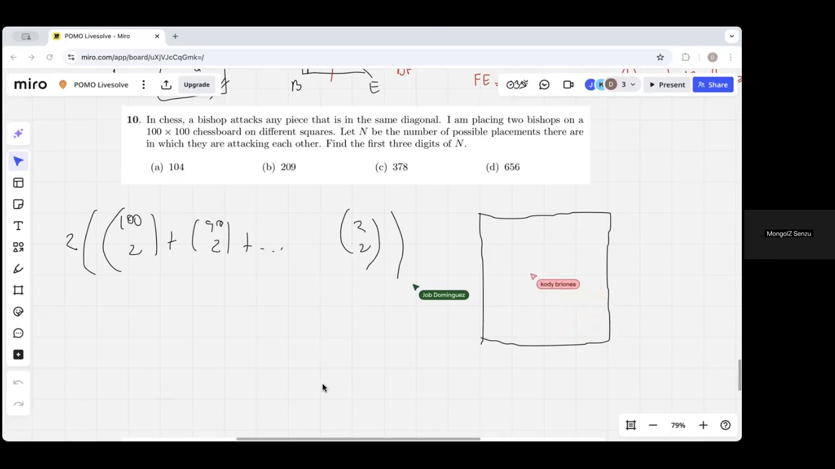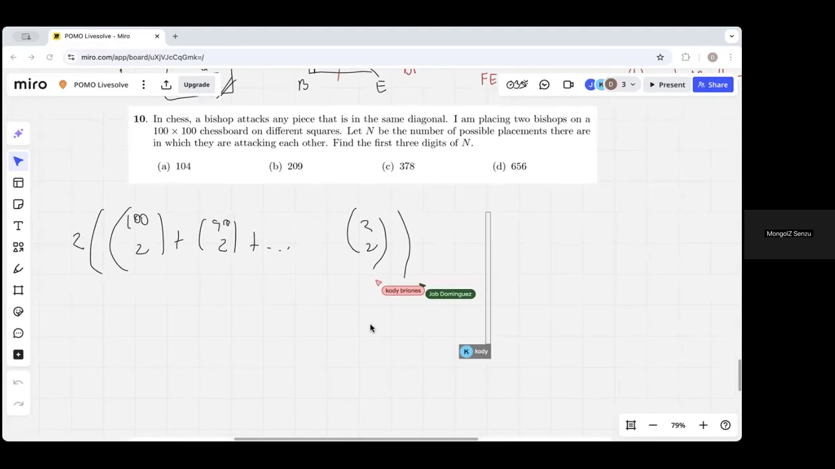Because if you pick any two opposite corners of a square, let's say this square, that's actually a unique arrangement of two bishops attacking each other, because it's a unique diagonal of the square. So instead of summing all the possible combinations of 100 choose 2 plus 98 choose 2 and so on, we can actually just look at the amount of squares there are in a 100 by 100 grid. So what would that look like? Well, let's just assume this is 100 by 100.